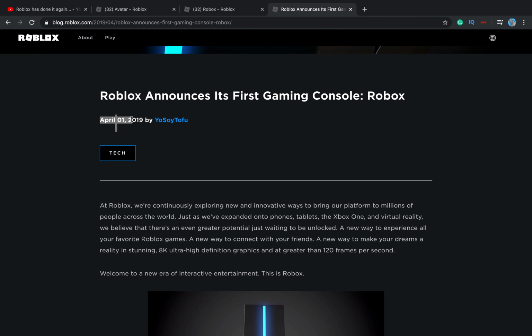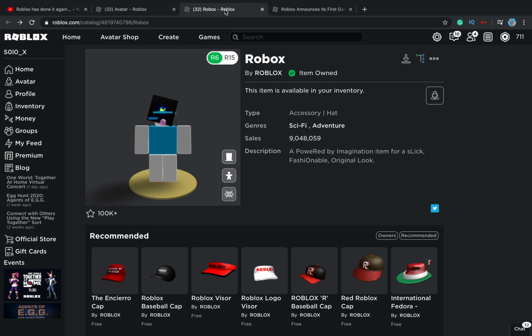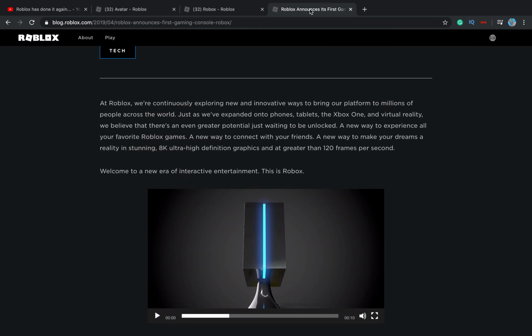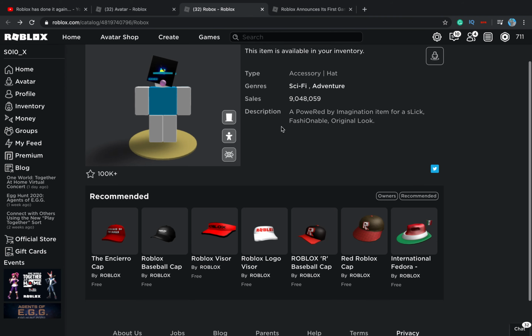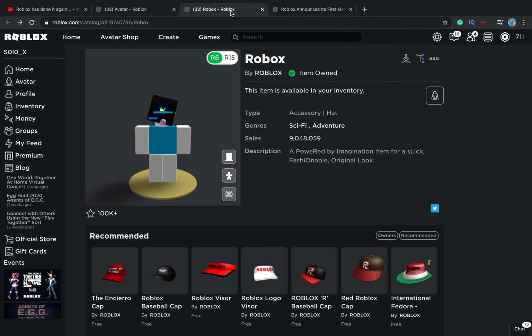It's obviously shown as the date April 1st, 2019, but they did another thing, which was the hat, which is powered by imagination for a slick, fashionable design, but it's spelled out fool. April Fools. Roblox really did a really good, funny joke on this with the hat, so it was kind of funny.